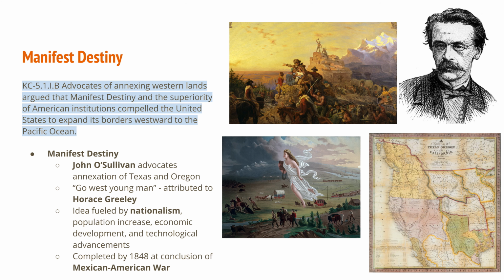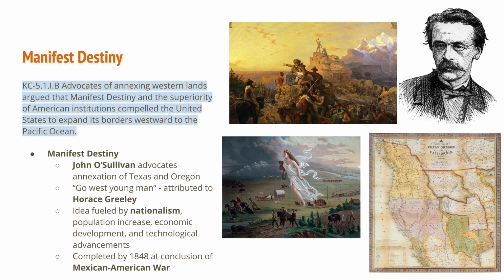Manifest Destiny is a word that I'm sure you are familiar with. You probably learned it as far back as elementary school. Advocates of annexing Western lands argued that manifest destiny and the superiority of American institutions compelled the United States to expand its borders westward to the Pacific Ocean. So you can see that there is a lot of nationalism behind manifest destiny, and why it became so popular. It was popularized by a journalist named John O'Sullivan. He advocated for the annexation of Texas and Oregon.